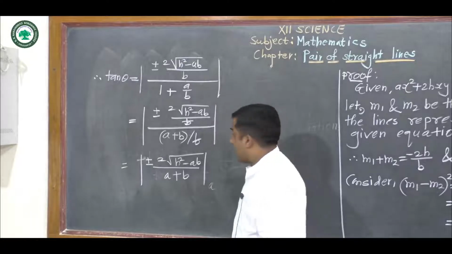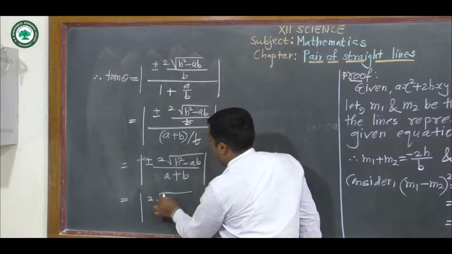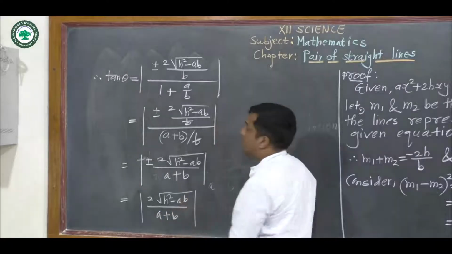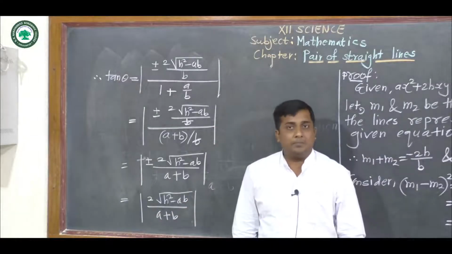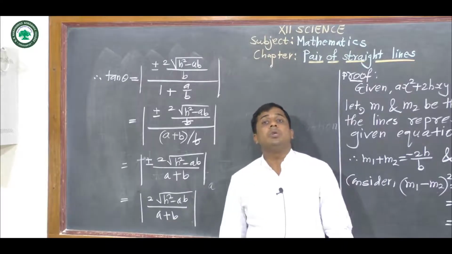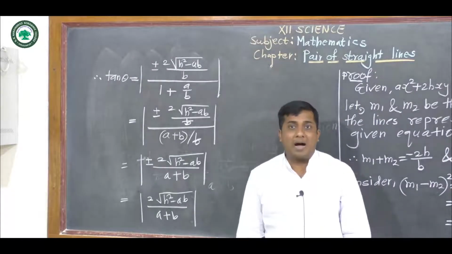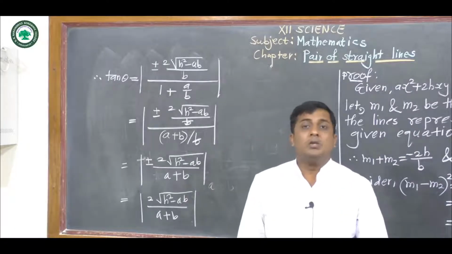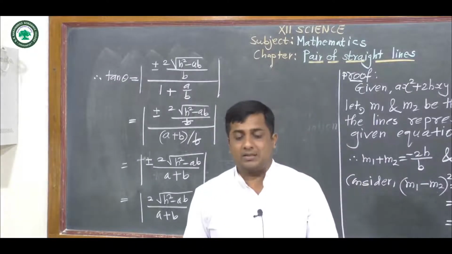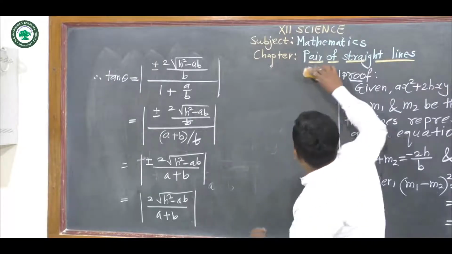And lastly I write this as, inside the mod, 2 into square root of h square minus ab upon a plus b. So this is our tan theta. Okay, so this is the angle between the two lines represented by the equation ax square plus 2hxy plus by square is equal to 0. Okay, let us see some examples depending on this concept. Let us consider one example.